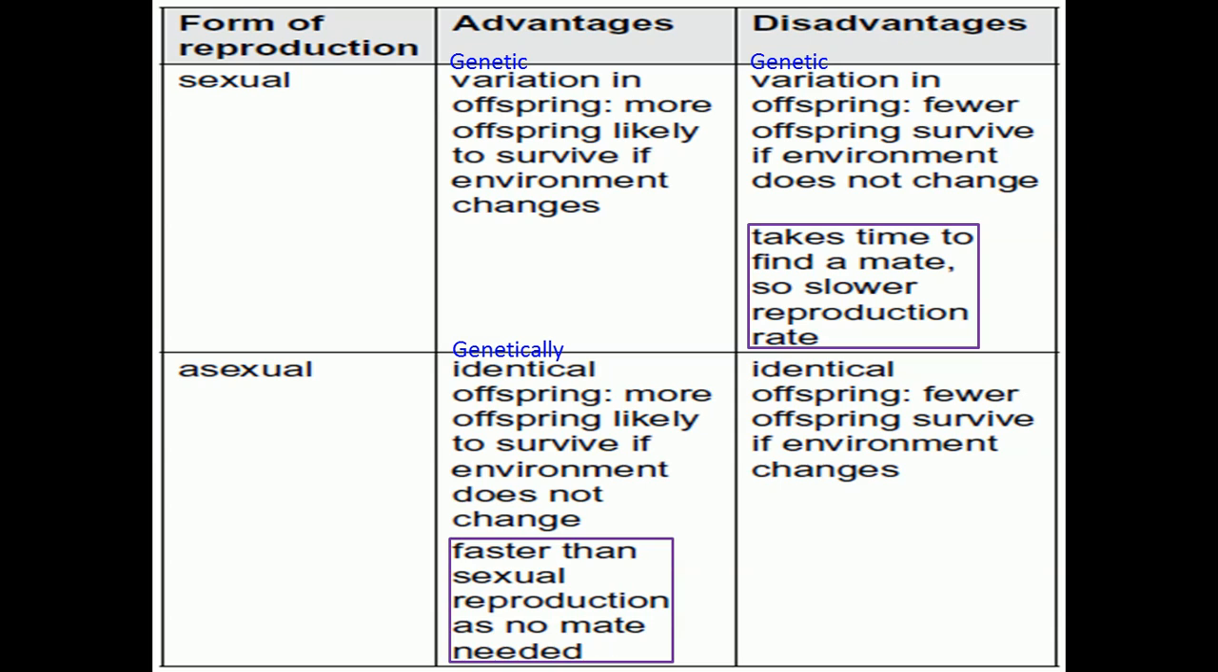The disadvantage of asexual reproduction is that fewer offspring will survive if the environment changes. And this is because if the environment changes and affects one of the organisms, because the other organisms are genetically identical, they will also be affected.